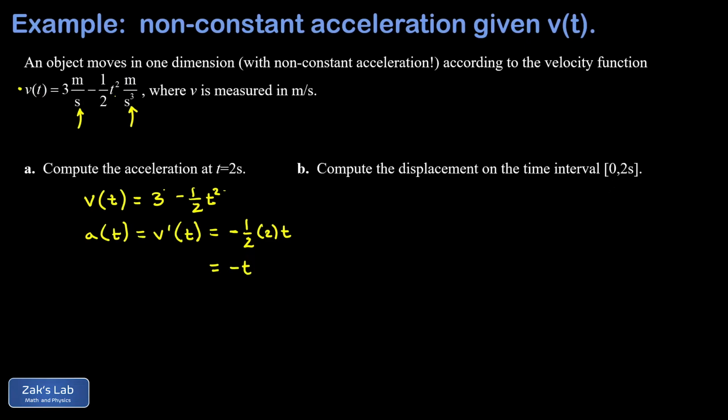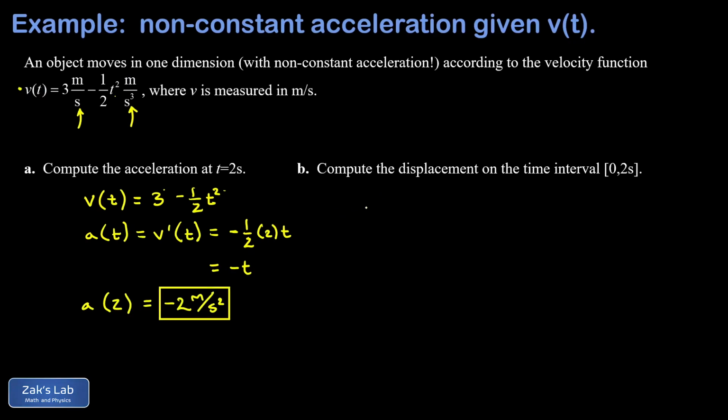Now, of course, that will have to have the correct units attached to it to make it come out in meters per second squared. But in practice, we just trust that things are going to work at this point. So now I want to plug in t equals 2 seconds. And when I replace t with 2, I simply get an acceleration of negative 2 meters per second squared.